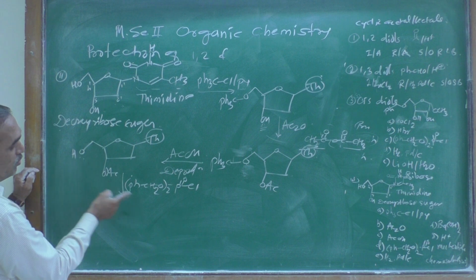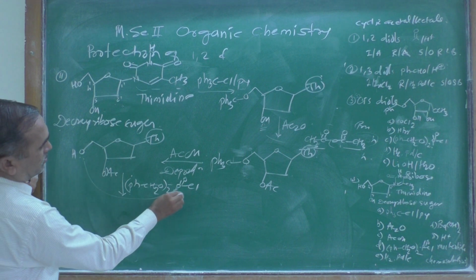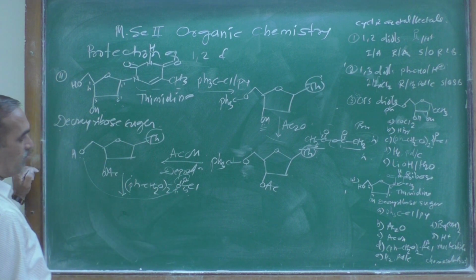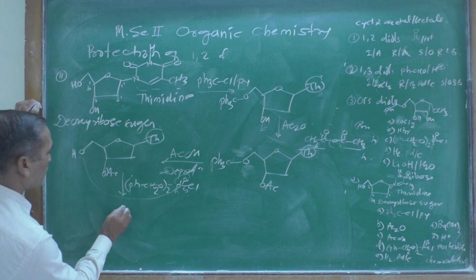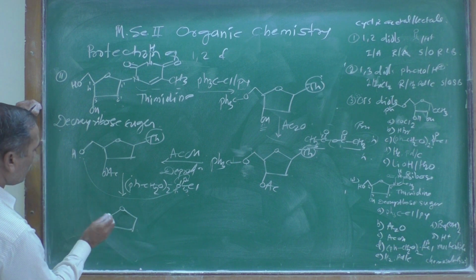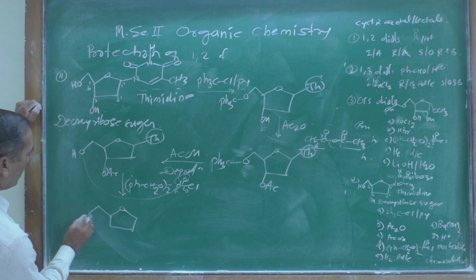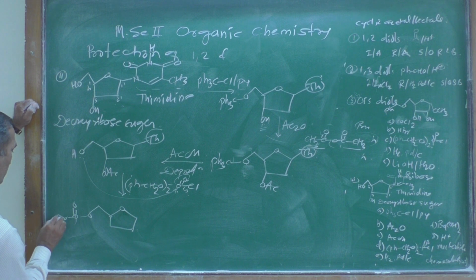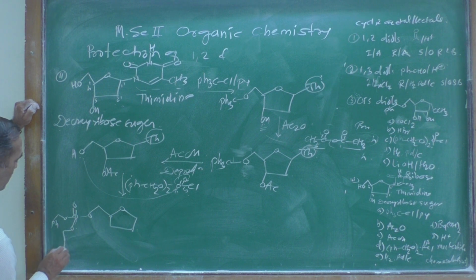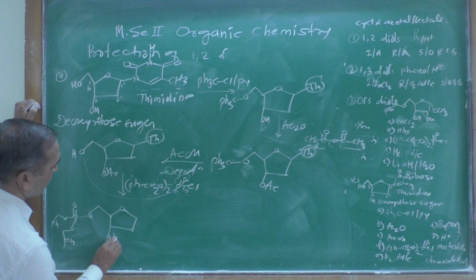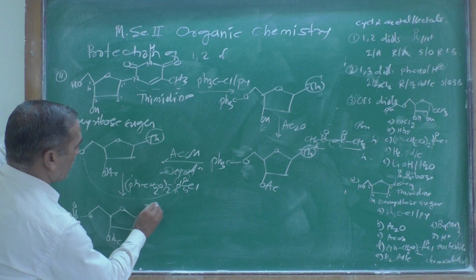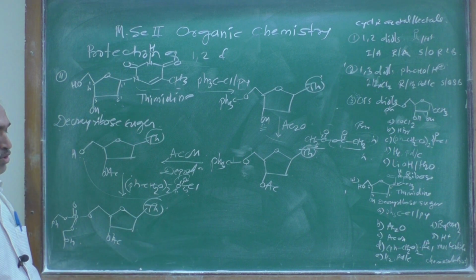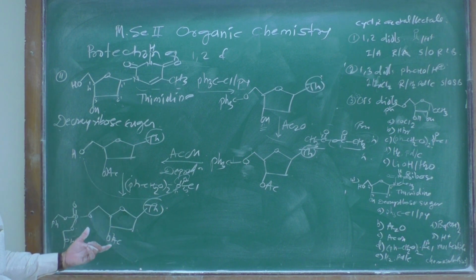Now this OH is going to attack again on the phosphorus group, and we are going to get this product here. Let us see: O, then P double bond O, then O, then Ph, then another O, then this Ph, and this OAc as it is, right? And this thymine is also as it is. So that is what we got here.